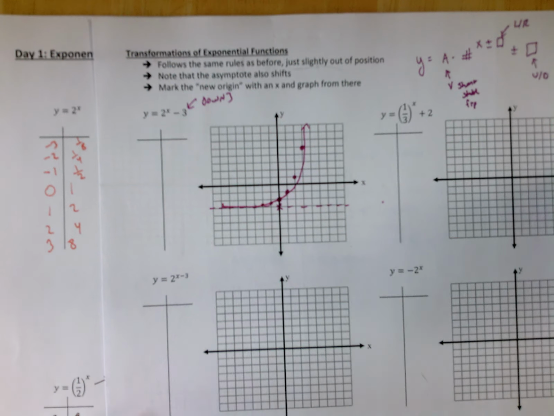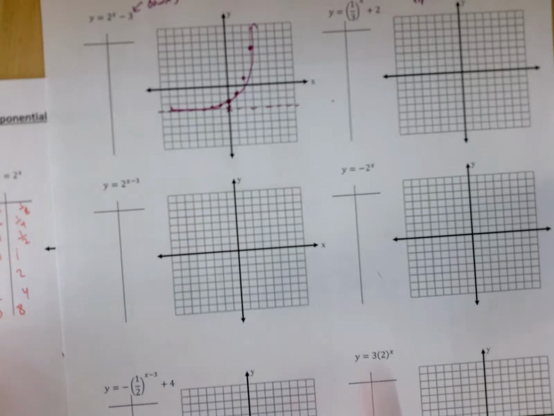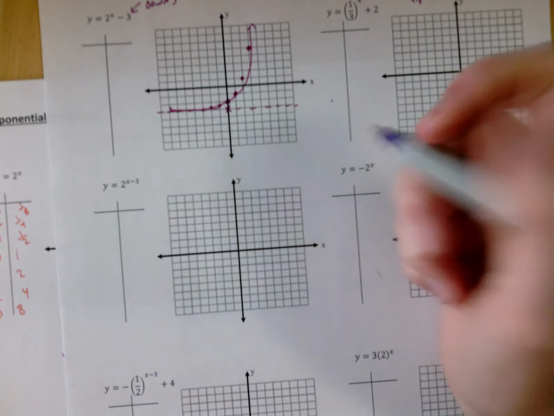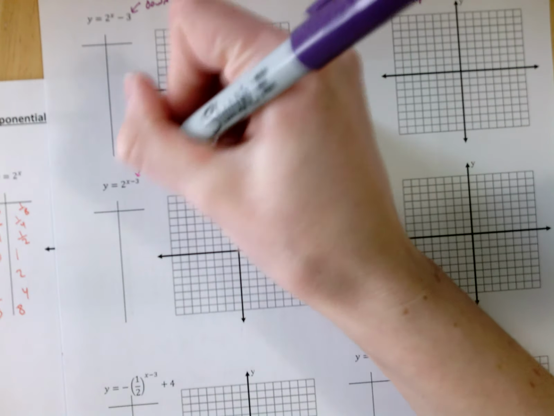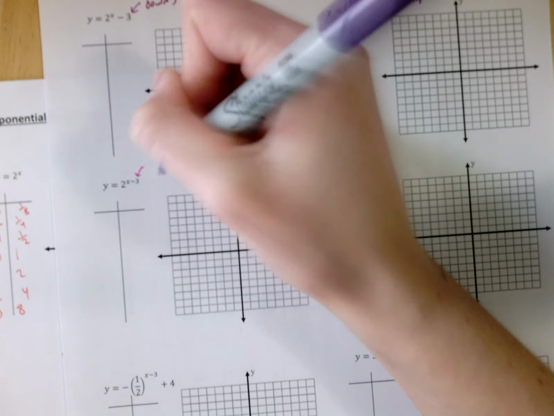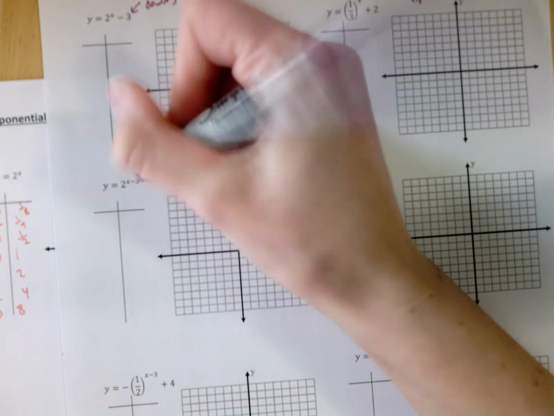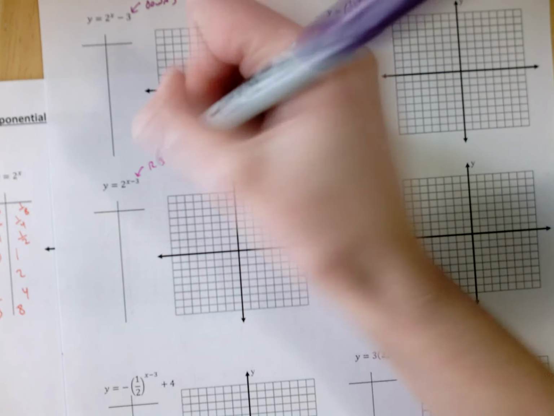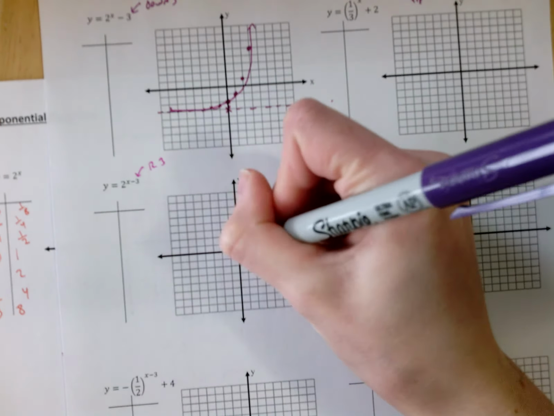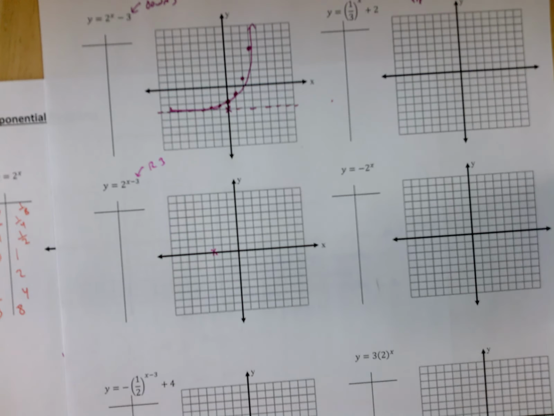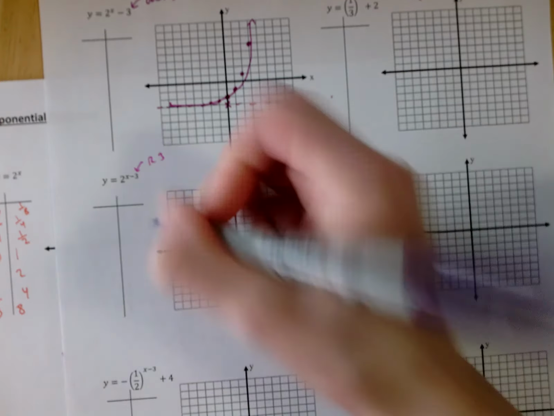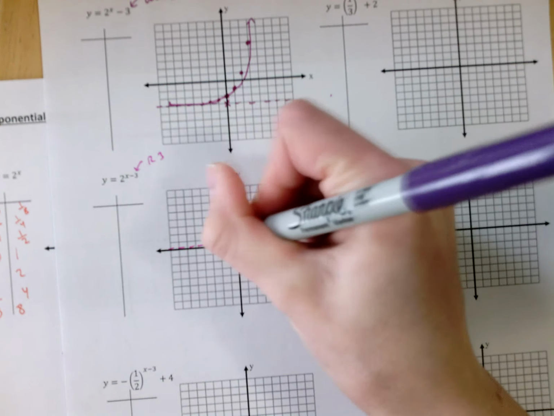All right, let's take a look at the next one, the one below it, because I've still got the same table of values for this one. Looking at this x minus 3, that is going to be a left-right shift, and it's backwards of what you'd think. So instead of taking you to the left, it takes you to the right 3. From my origin, I'm going to go right 3 and put a little x there. My asymptote is going to go right through that little x.